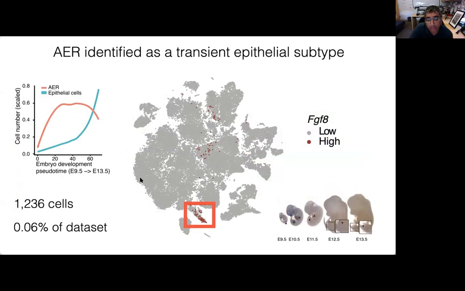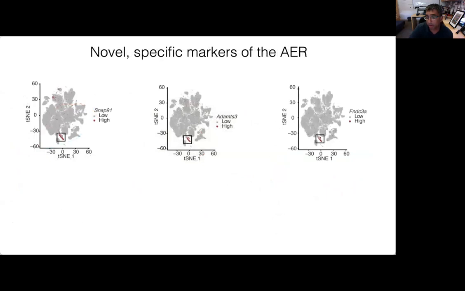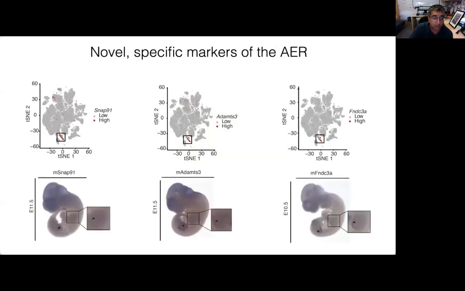Okay, and then we can also leverage this kind of data to say, well, we know FGF8 is a great marker of the AER. Can we find other great markers of the AER? And we look for other genes that are specific to epithelia of the AER in this data. We can go back and check them, and indeed they appear to specifically mark the surface of the developing limb bud at the right time point in development.